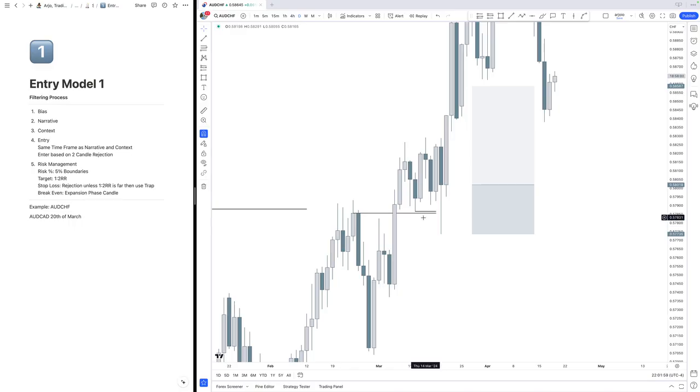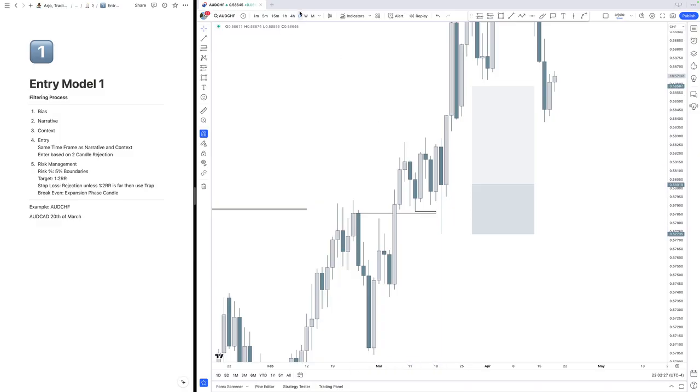So my narrative and my context here is on a daily time frame. So what do we do? Entry, same time frame as narrative and context. Now, when you use entry model 1, the rejection on the first candle is oftentimes already an entry. Entry model 1 also has a negative side where you might miss a certain move sometimes because, of course, if it's on the same time frame as your narrative and context, it might just absolutely move away.